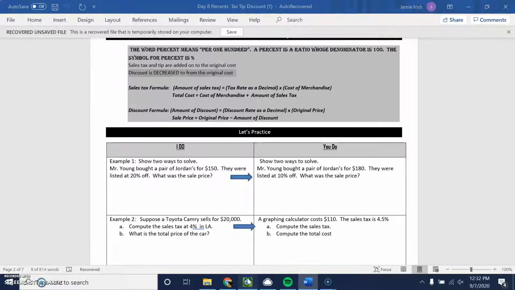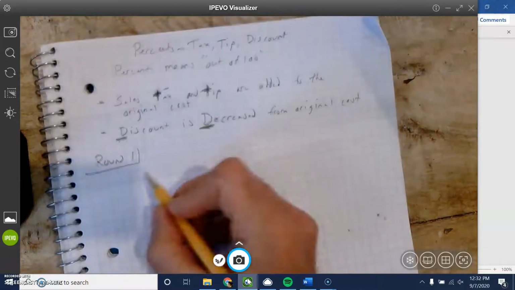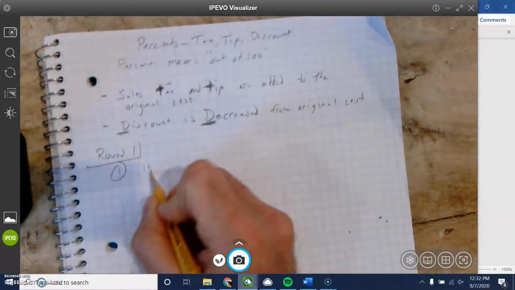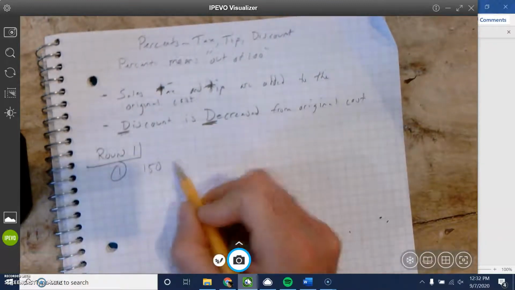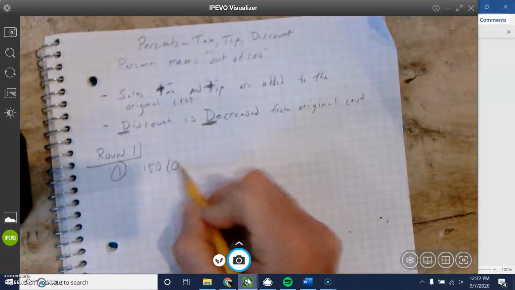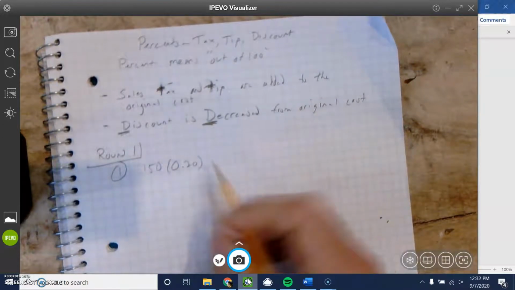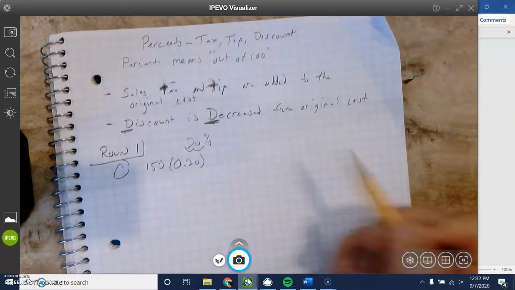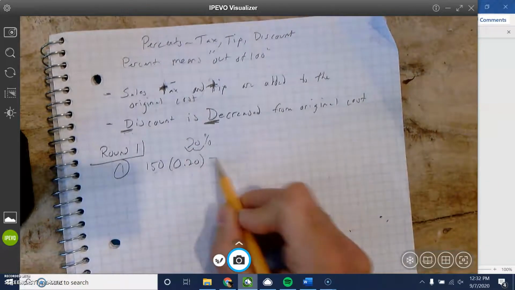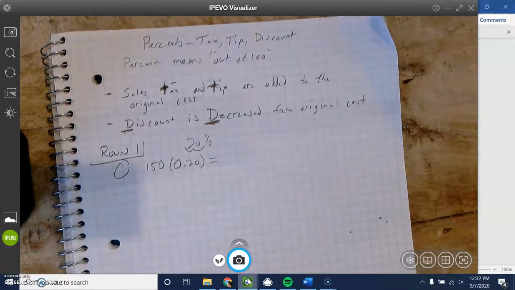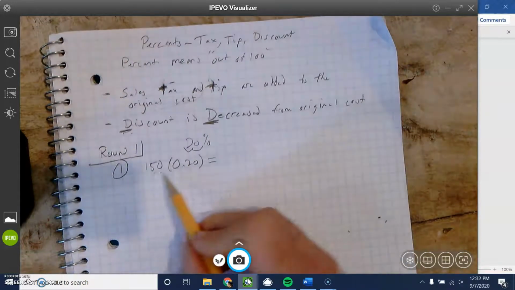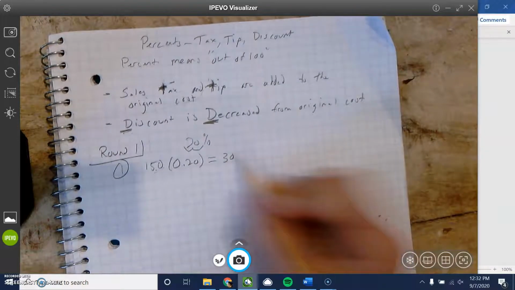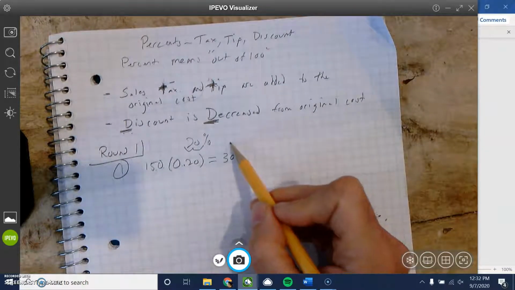So let's go to our notes. So here's one way to do it. This is probably a way you might have seen it before. So it's $150, and we're going to take 20% off. So we did that in the last set of problems where you move the percentage and you convert it to a decimal. So 20% off is going to be, you can do it in your head, right? 10% is 15, and then double it is 30. So $30 is the discount.